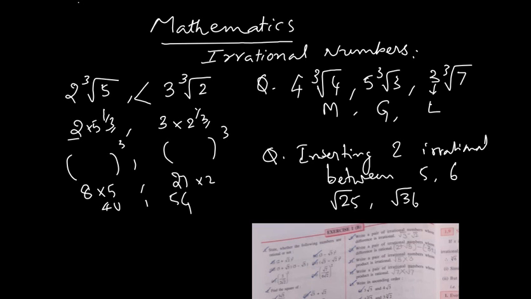For example, I can have root 26. I can have root 35. I can have root 29. All these are irrational, isn't it? Yes, sir. So that's a simpler way. The simplest way actually you can do that. Everything from root 26 to root 35, you can pick any two. Any of those two, they are irrational.